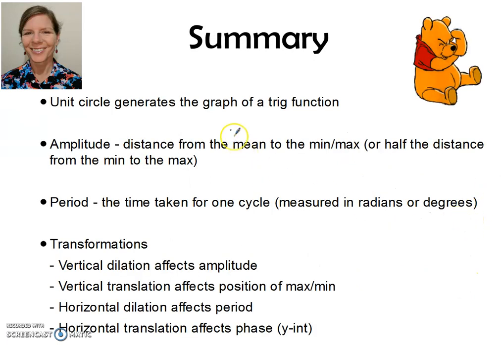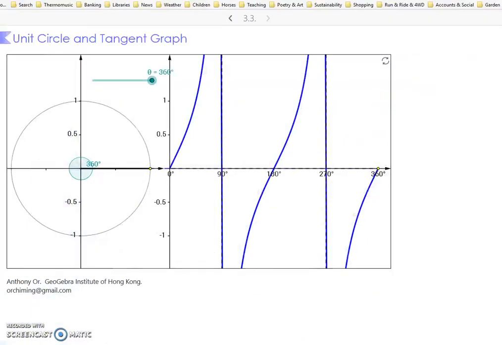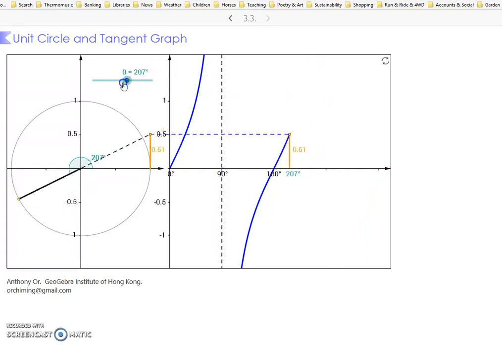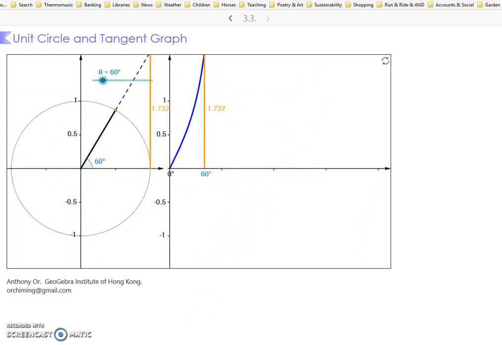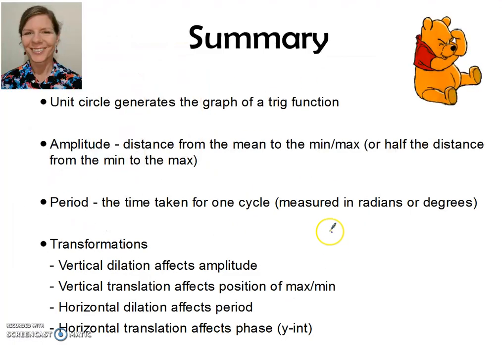Alright, so in summary, the unit circle generates the graph of a trig function. If you ever get stuck, go back and have a look at one of the animations. There's hundreds of them out there. I like GeoGebra because you can toggle with your slider here and see what's going on. That makes it nice and visual. But do go back and have a look at those if you're not sure.